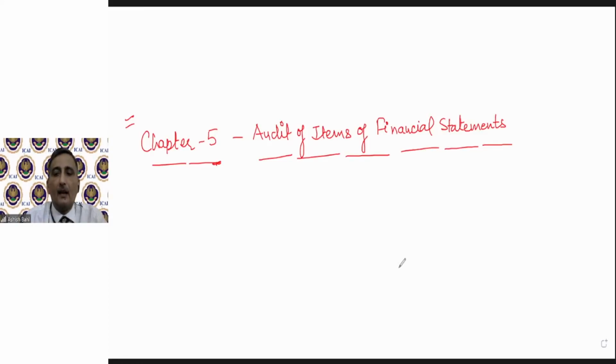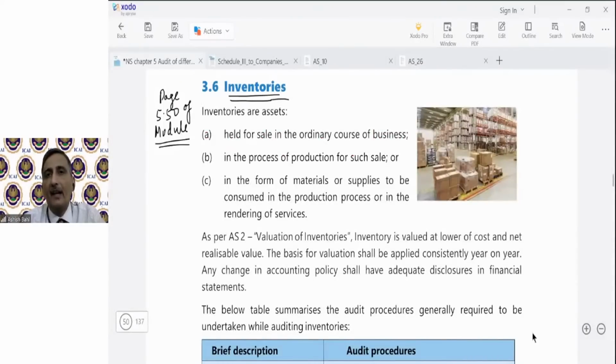So students, today we shall be taking up inventories and some other items. Inventories also constitute a major item of financial statements. So what are inventories? You know that these are current assets. These are classified as current assets.